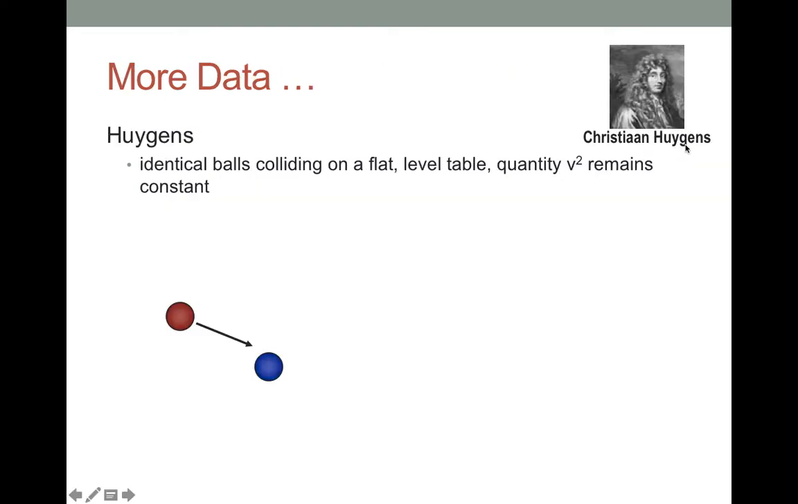Another piece to the puzzle came from Christian Huygens, who was basically colliding identical balls on a flat level table. In other words, he was playing billiards. And he noticed the quantity v squared, the velocity of the balls squared, always stayed the same. So here we have a red ball, which is moving and colliding with a stationary blue ball. He measures the velocity of the ball to start out with and squares it. The balls then collide. He measures the velocity of the two balls afterwards, squares this, squares that, adds them together, and he gets the velocity of the initial ball squared. The velocity squared stays the same.